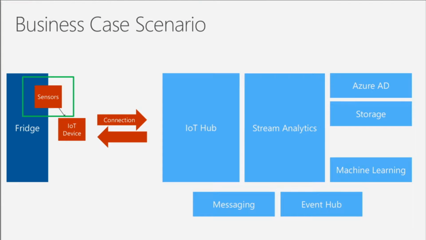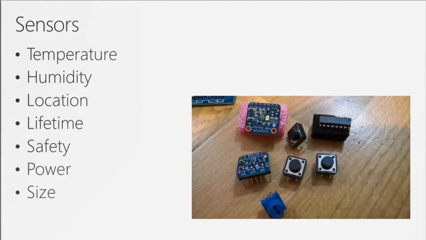The next problem was which sensors are necessary there. On the fridge, we have maybe a sensor which gives us the temperature, but we want to know the temperature, the humidity, where it is, the location, the lifetime of the sensor, how long it is working, the safety of the sensors, the value of the sensor, how accurate it is, then the power, how we can power the sensor, and then the size.